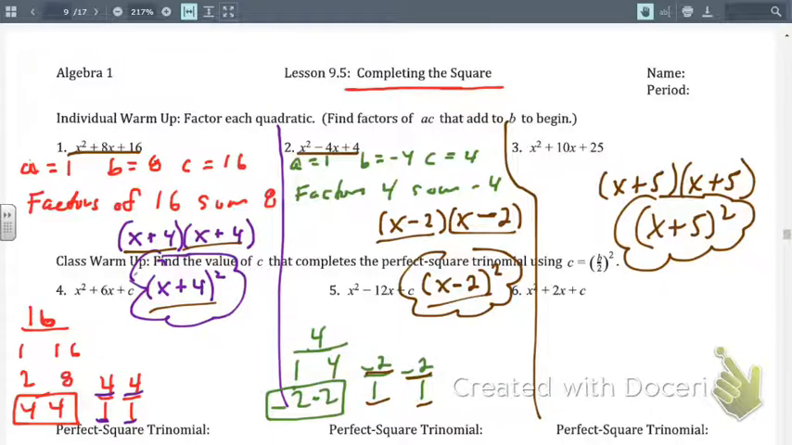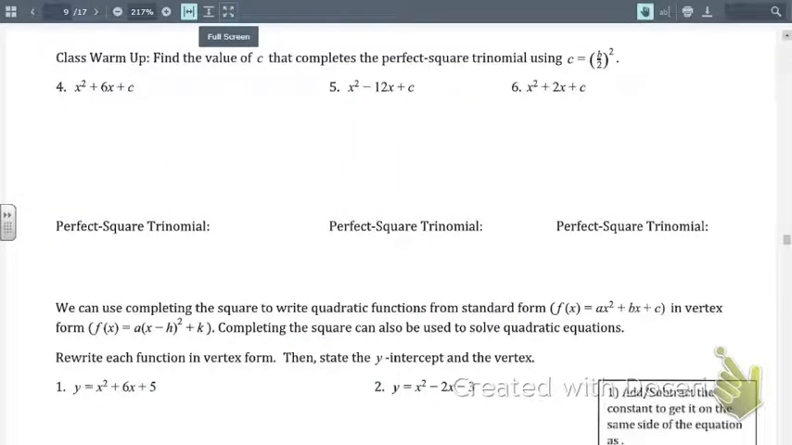Alright, and here's the answer to number 3, x plus 5 squared. Alright, up next. This class form is important because it's a skill that you need to know how to do when completing the square. Alright, so it says find the value of c that completes the perfect square trinomial using the fact that c equals b divided by 2 squared. So we want to find what this c is to create a perfect square trinomial.